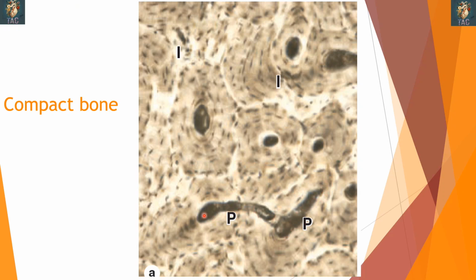Here you can see the perforating canals or the Volkmann's canals, and you can differentiate the Volkmann's canal because osteonal canals run parallel to the long axis of the bone, while perforating canals are present at the transverse axis. So you can differentiate between the two very well.